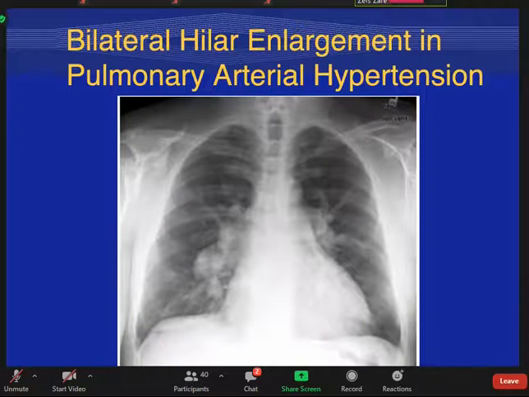This frontal chest radiograph shows central pulmonary arterial dilatation with attenuation of the peripheral vasculature, known as pruning, in a patient with severe pulmonary arterial hypertension due to COPD.